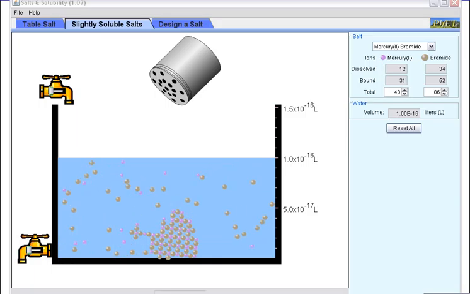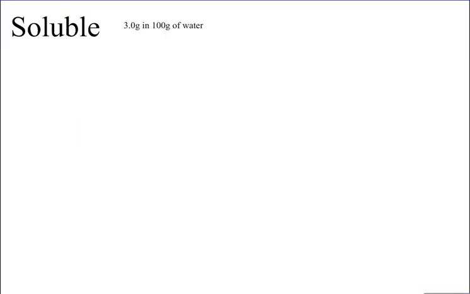So how do you distinguish what is soluble and slightly soluble? The fine print of what we define as soluble is that you can dissolve more than 3 grams of it in 100 grams of water. So what happens if you can only dissolve 2.9 grams? You are slightly soluble. So the word soluble is not an absolute term, and the same goes for insoluble. Things that are insoluble, you can have varying degrees of insolubility.